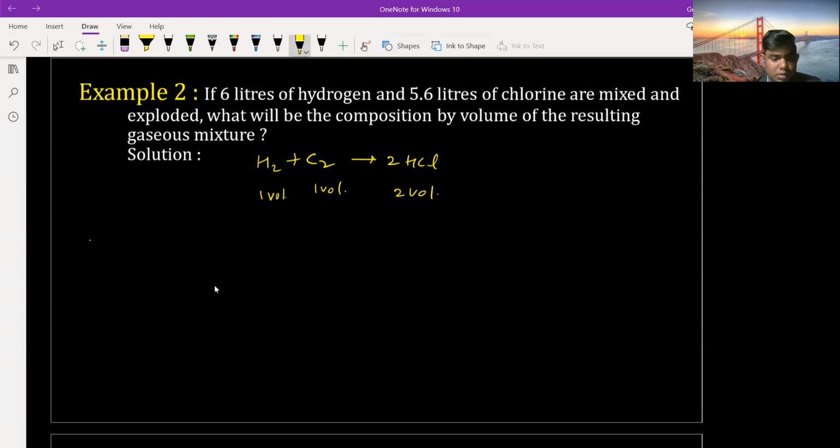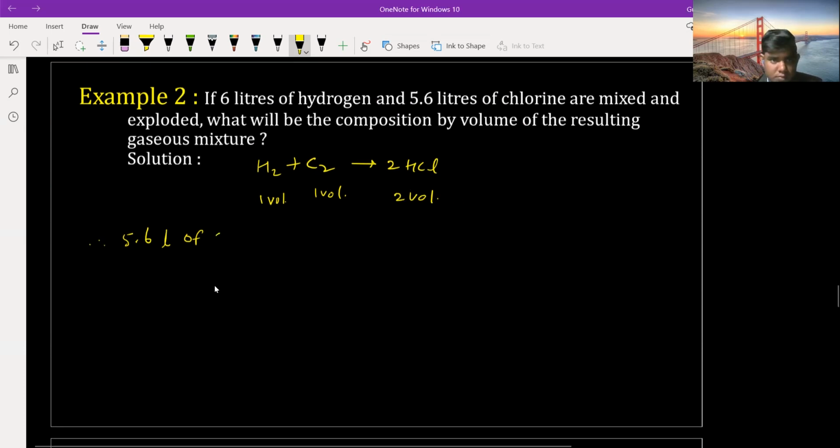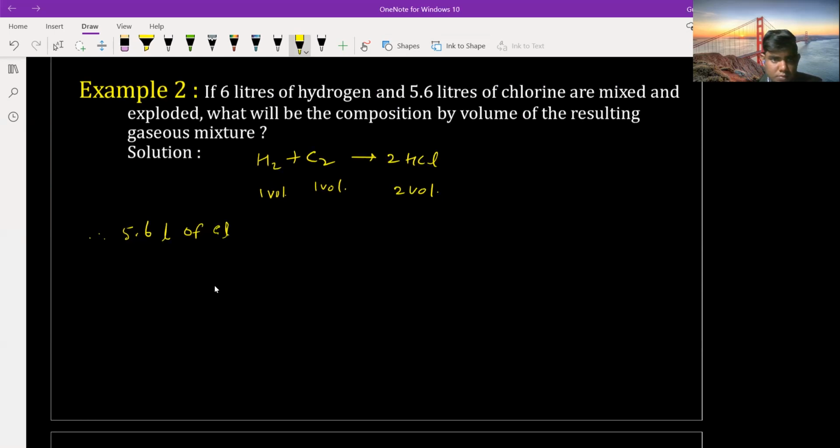So 5.6 liters of chlorine will react with only 5.6 liters of hydrogen.